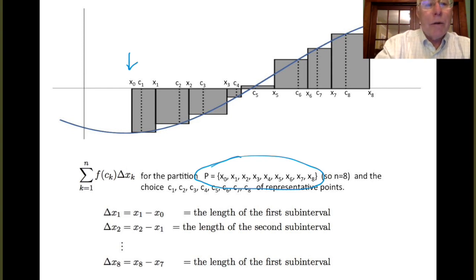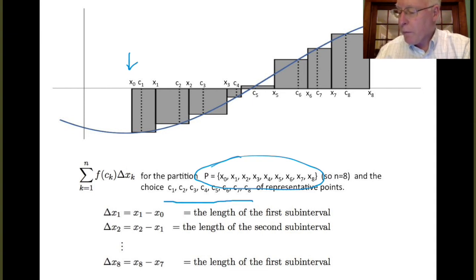And then, of course, if we want to think about the area interpretation here, we have to find the heights of these rectangles. And we do those heights by just moving from the x-axis to the graph. So here we just pick a point in each interval, a C1 in the first interval, C2 in the second, C3 in the third, etc., and finally, C sub 8 in the eighth interval.